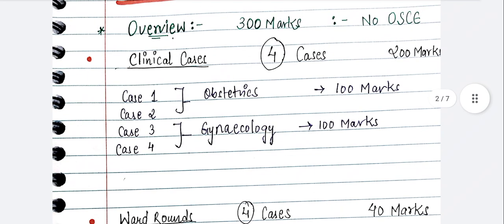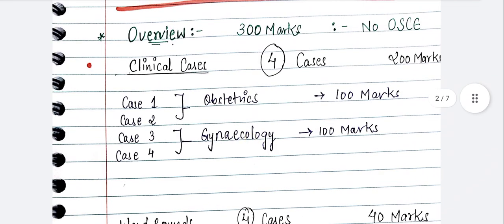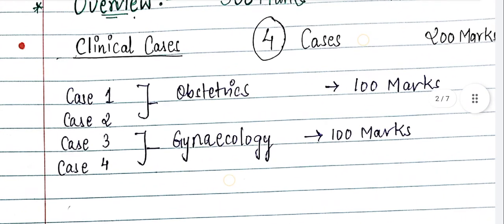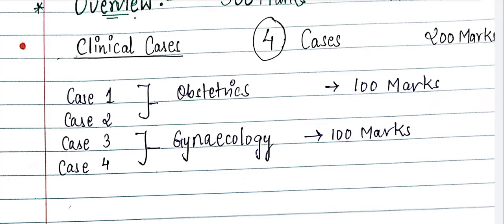There will be clinical cases which will be of 200 marks, and in total you will get 4 cases, 2 for OBS and 2 for gynae. Mostly you will get two long cases, or maybe one long and one short case, for both obs and gynae. Like anemia you will get, and the other one you will get is twin pregnancy, or diabetes mellitus or hypertension in pregnancy, like this.